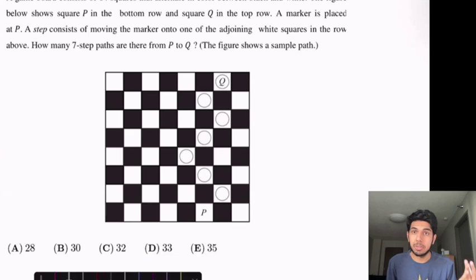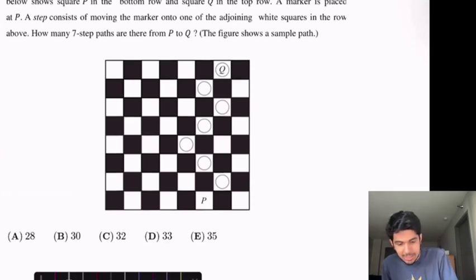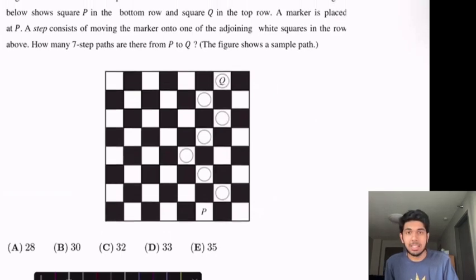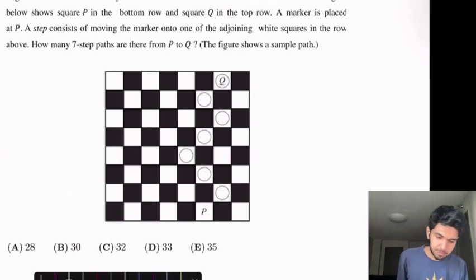What's so special about 7? Well, Q is 7 steps, or 7 rows above P, right? We're 1, 2, 3, 4, 5, 6, 7 steps above Q. So that means we can't move downwards at any point. We have to just continue moving upwards. That helps us out a lot.